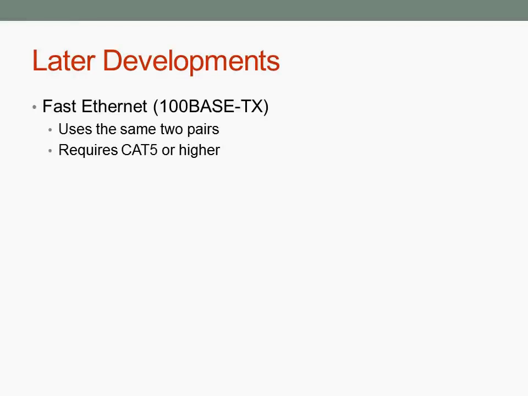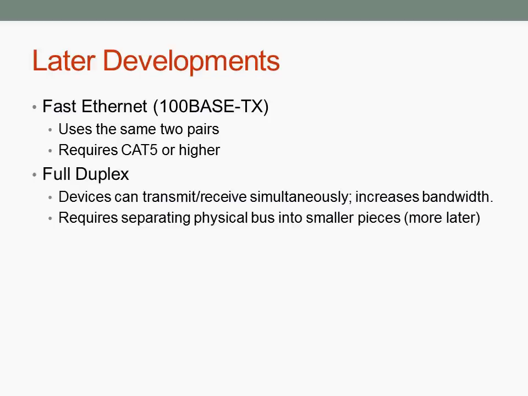We've already talked a bit about 100 base TX, or fast Ethernet. As you saw on the diagram, it actually uses the same two pairs that Ethernet uses. However, because of the higher frequency than Ethernet, which typically uses Cat3, fast Ethernet requires Cat5 or higher. Again, this is because of the higher frequency in the cable.